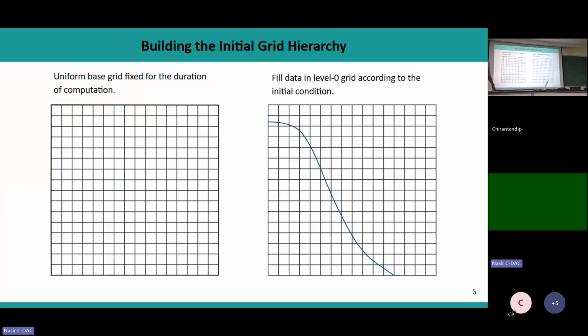Suppose this is your base uniform grid. AMReX calls it level 0. That is a level 0 grid, and this is 16 cross 16. The base grid is fixed all over the computation. Now initially fill the base grid data with the help of the initial condition. It looks like this.